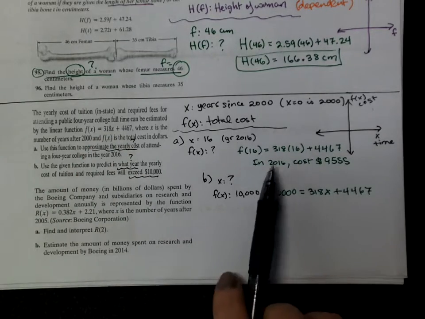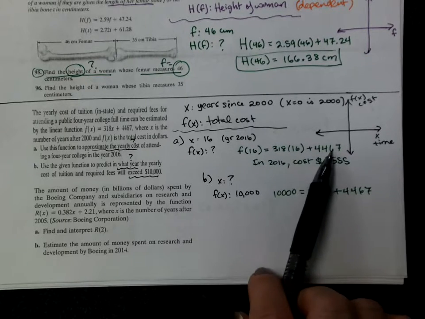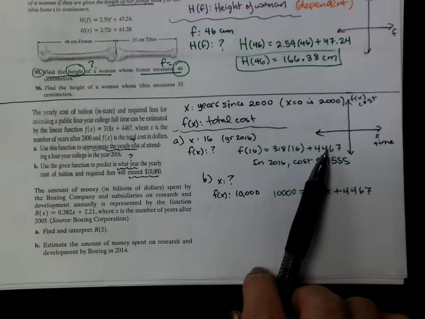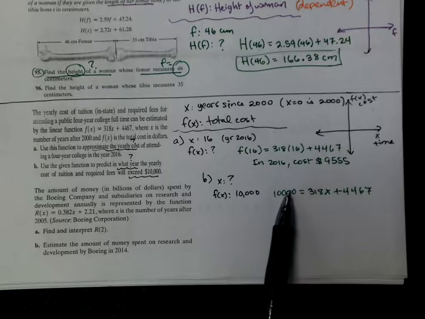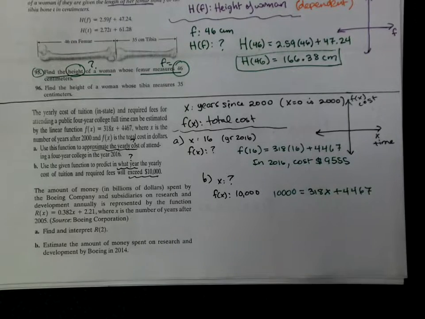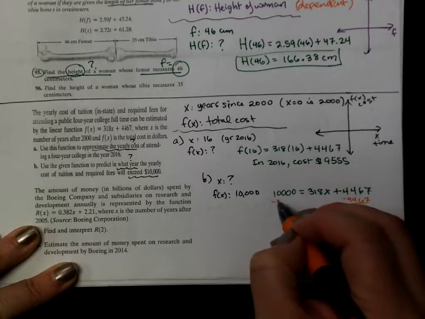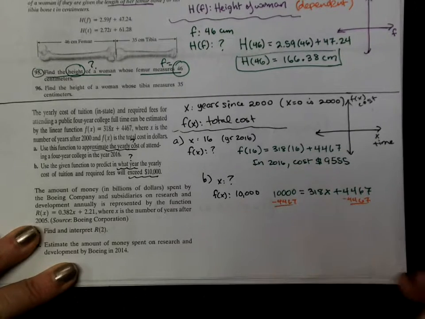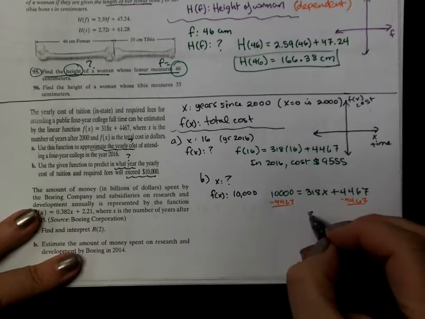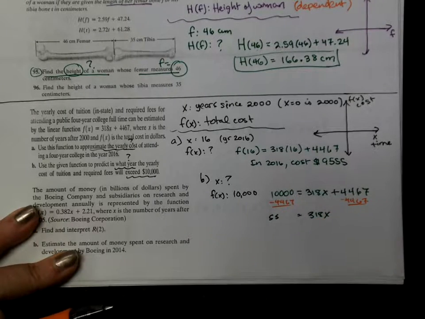Now, when we know the x, all we're doing is plugging into the function. It's just numbers. We just plug that in the calculator and simplify those numbers. If it's the function value we know, but we're missing x, then we actually have to solve the equation. We have to solve for x. So you do the minus 4467 on both sides. Okay. We get 318x is equal to 5533.